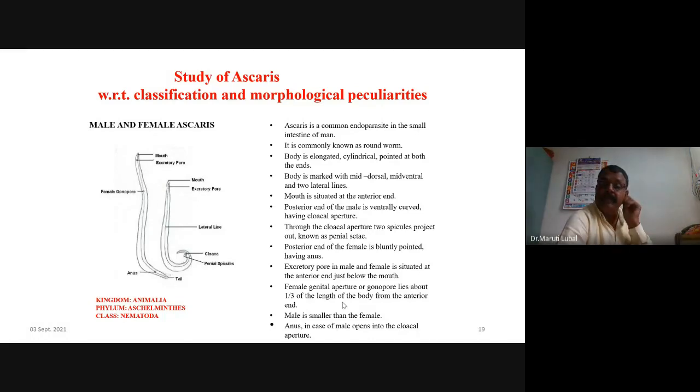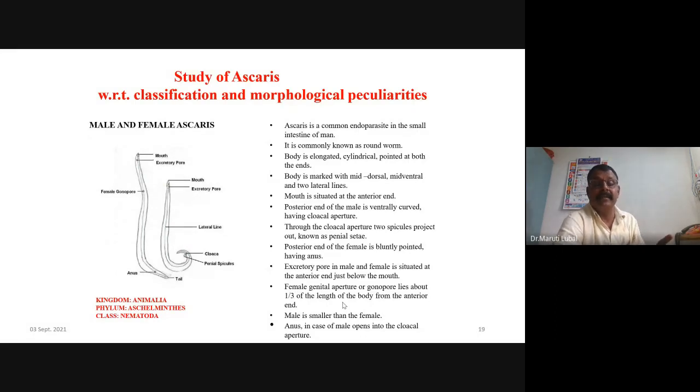Body is marked with the mid-dorsal, mid-ventral, and 2 lateral lines. There are 3 lines on the body. Mouth is situated at the anterior end. Posterior end of the male is ventrally curved, having cloacal aperture. Through the cloacal aperture, 2 spicules project out. Those spicules are called penial setae. Posterior end of female is bluntly pointed, having anus.